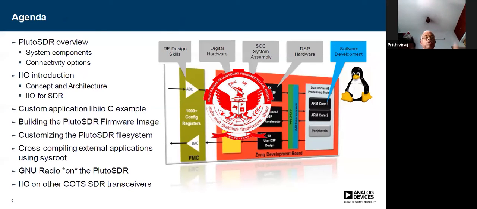So if you look at this, this is how the agenda is for this presentation. And what you basically see is the type of skilling which is basically required here. We have on the front side the RF design skills, the digital hardware skills coming in, system on chip, which I was talking about yesterday, system assembly coming in, DSP hardware is coming in, software development coming in. So you could see what are all the blocks which are involved. And in case you people take up any one of them, you will find companies are very happy to recruit you in these areas. These are basically coming out from such systems here.